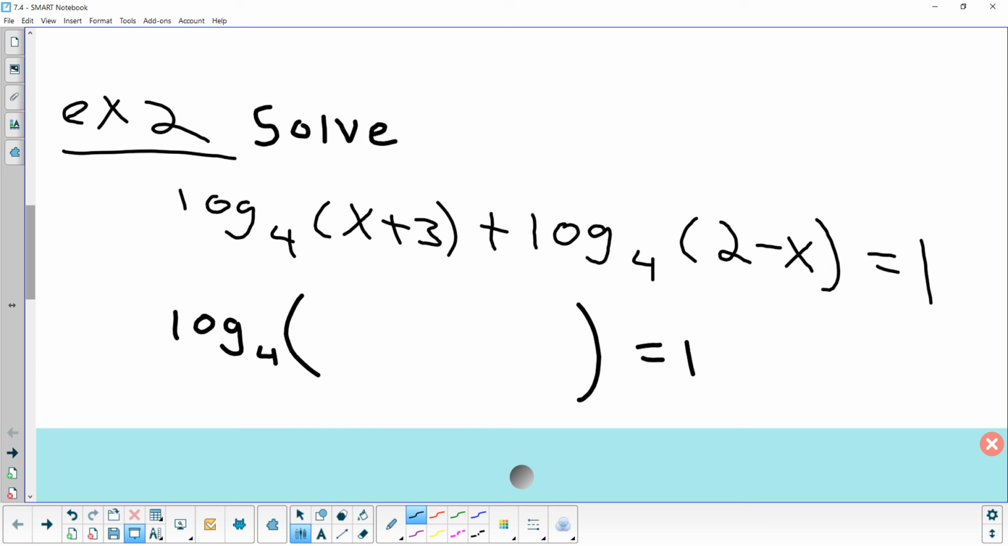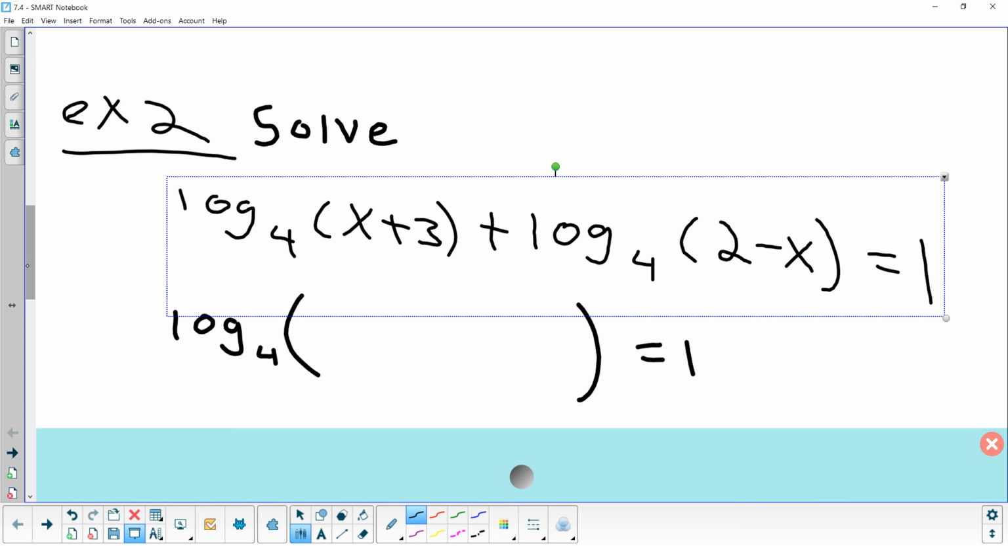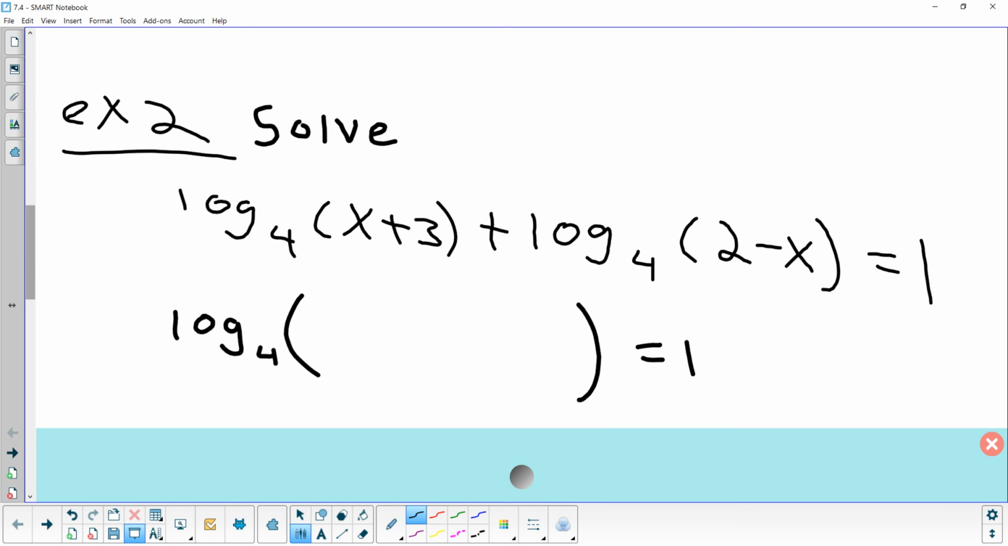Well, the original arguments were x plus 3 and 2 minus x. How am I going to recombine those into one argument? What math operation are we going to use? Yeah, we're gonna multiply them because we have addition. Addition means originally they were multiplied, and because these are 2 sets of parentheses, we have to FOIL them. Exactly. So we have x plus 3 times 2 minus x. Let's do that out.